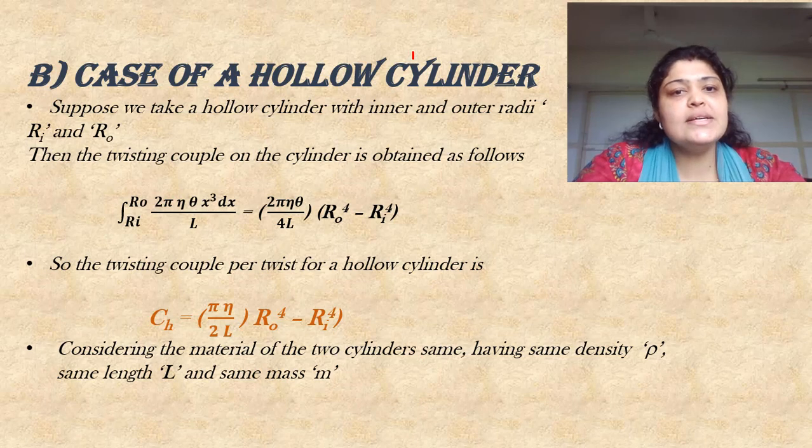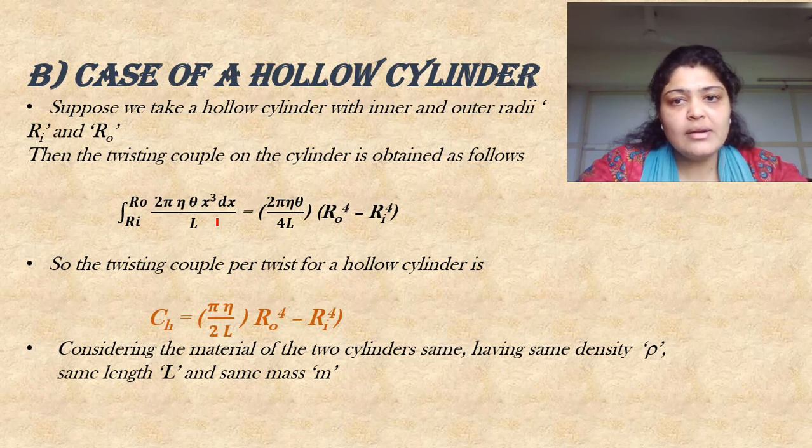Next, we consider a case of a hollow cylinder, wherein we consider a hollow cylinder having an inner radius of Ri and outer radius of Ro. So the twisting couple on the cylinder will be obtained by this equation. Instead of the limits 0 to r, which was the case of solid cylinder, here we are having a hollow cylinder. We have the limits inner to outer.